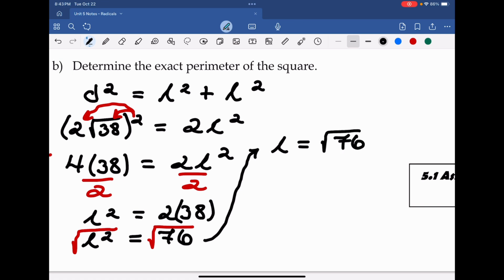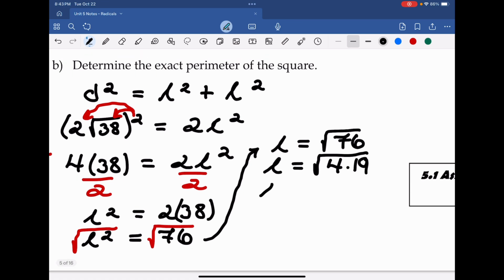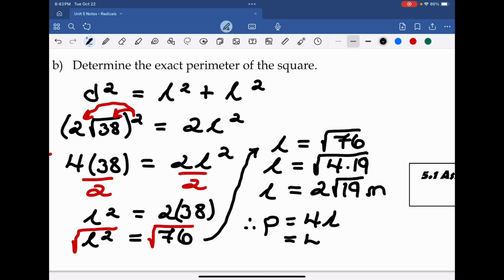Of course, we don't want to keep this as an entire radical because most simplified is a mixed radical. I'm going to split this into 4 times 19. 19 is a prime number, so I know I chose the right thing. Each length is going to be 2 square root 19 meters, and therefore the total perimeter is going to be equal to 4 times the lengths, which is equal to 4 times 2 root 19, which means that the overall perimeter is equal to 8 root 19 meters.